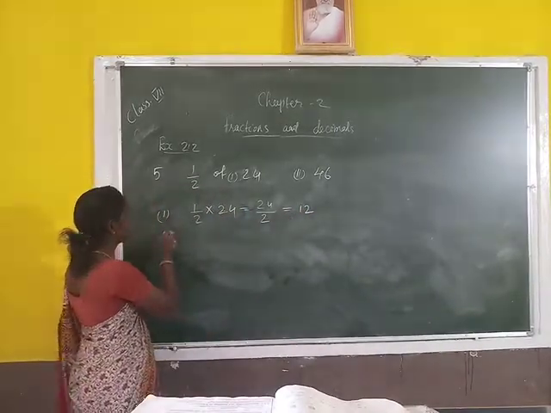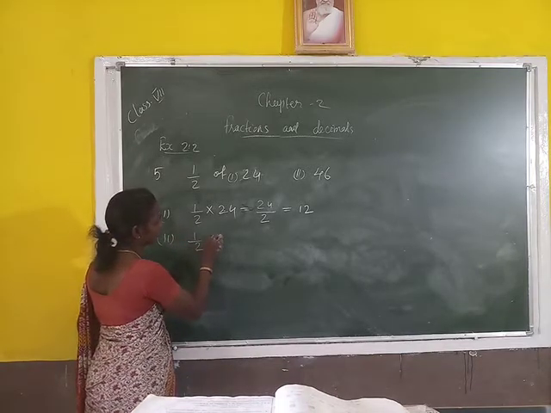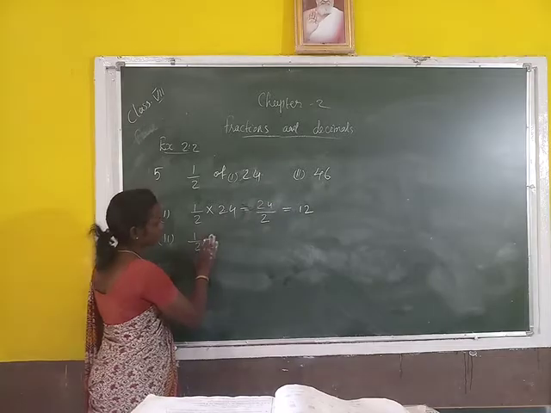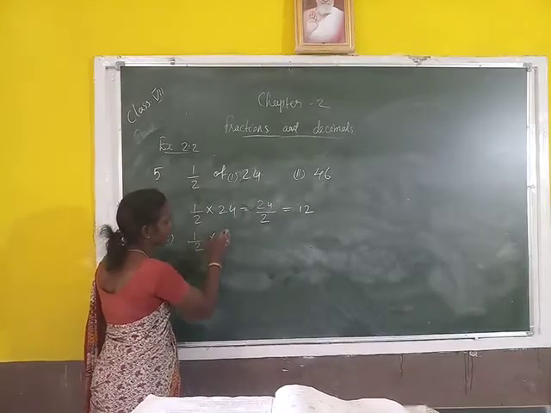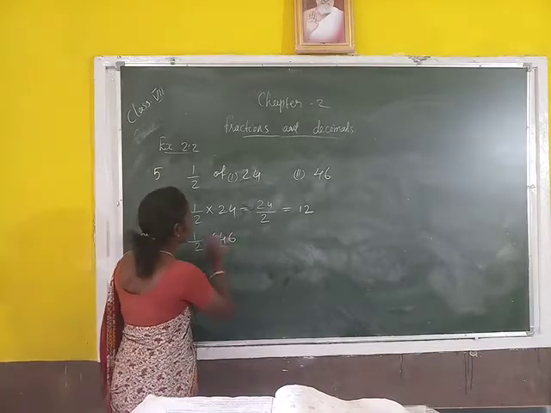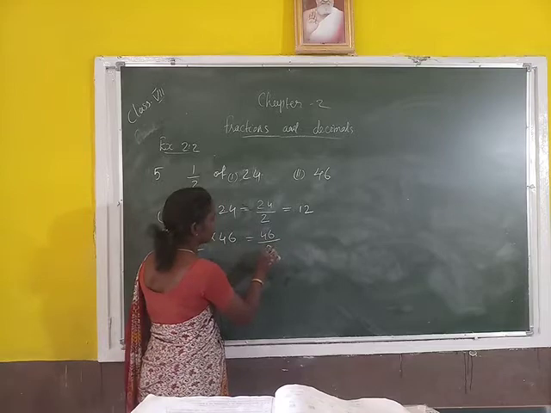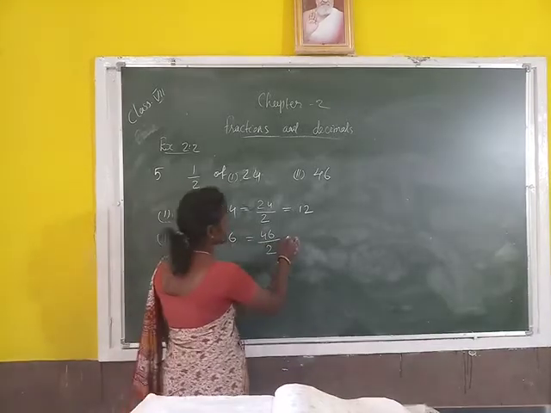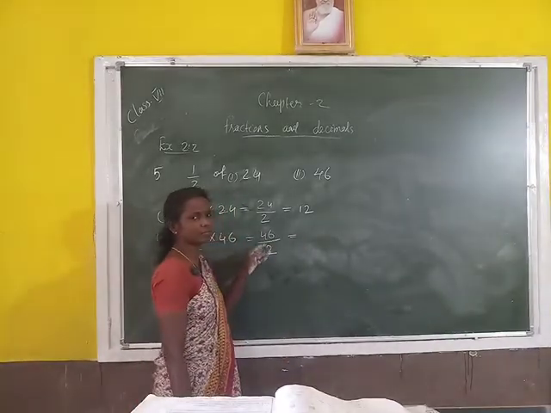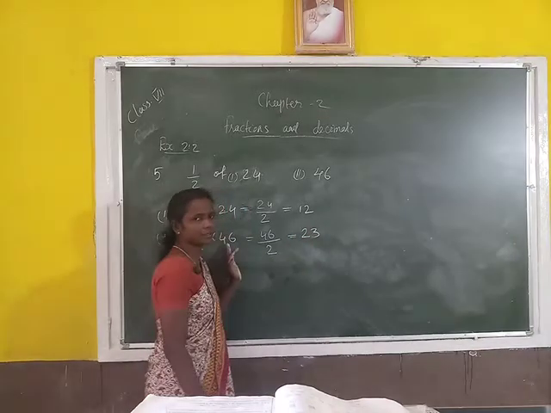Then same as second. Half of which number? Half of 46. Half of 46 we can write 46. Then 1 into 46, 46 by 2 is equal to what is the answer? How many times 2 in 46? 23. Its answer is 23.